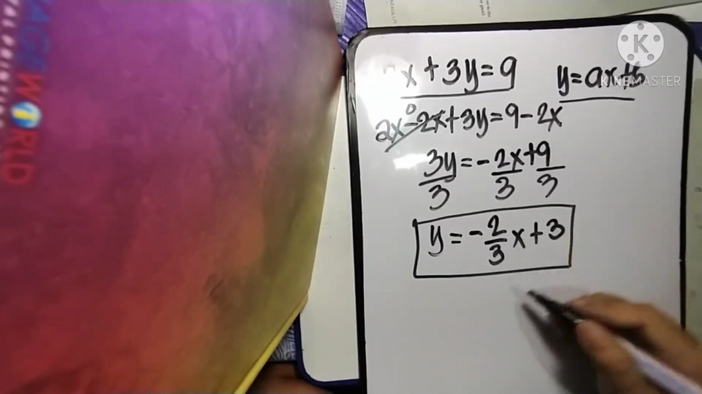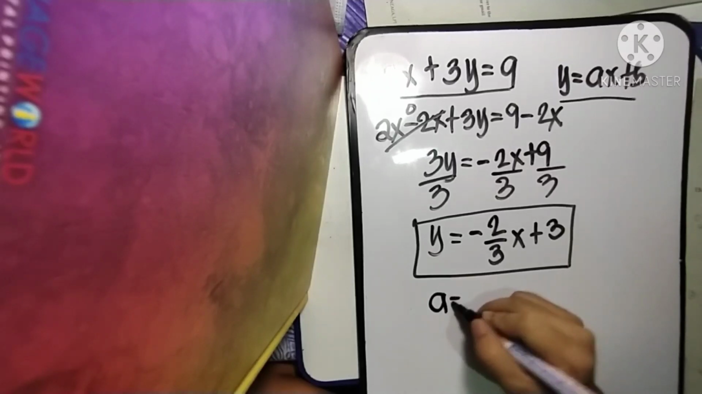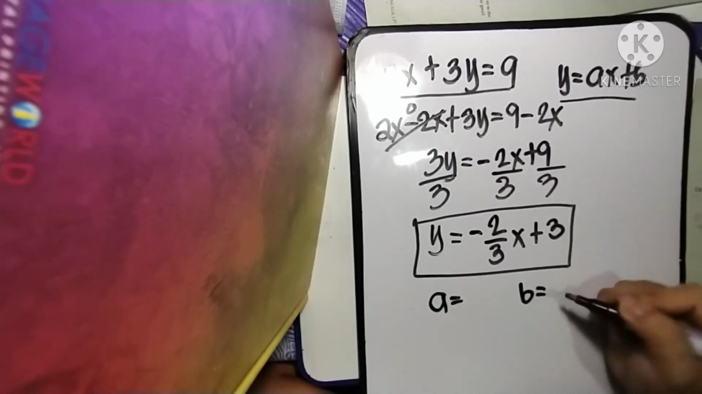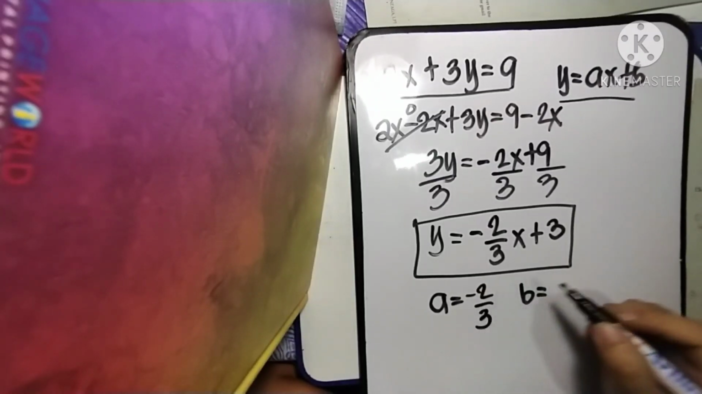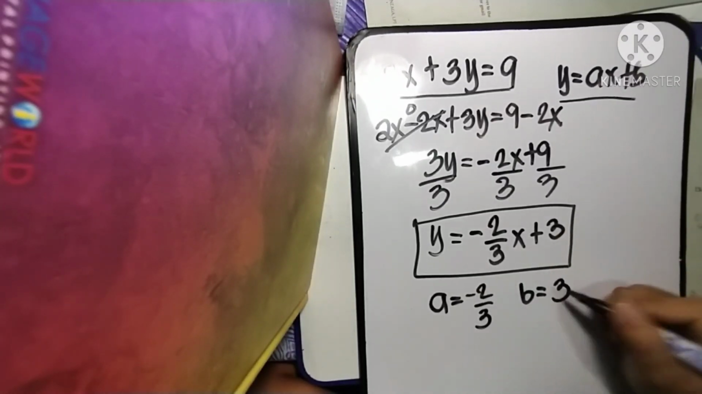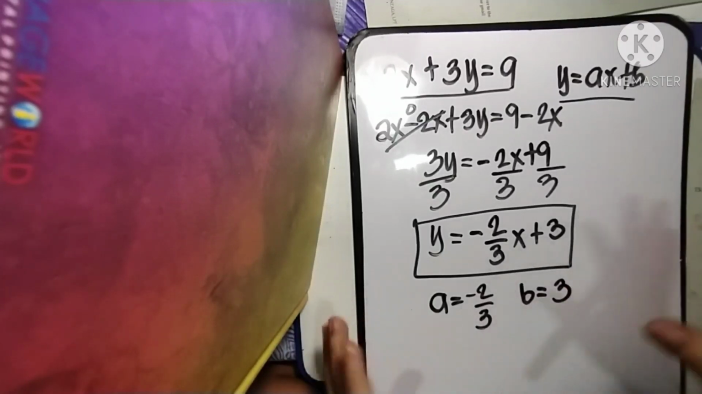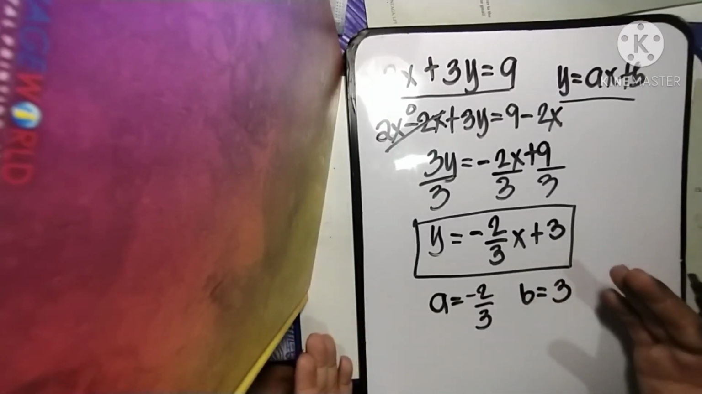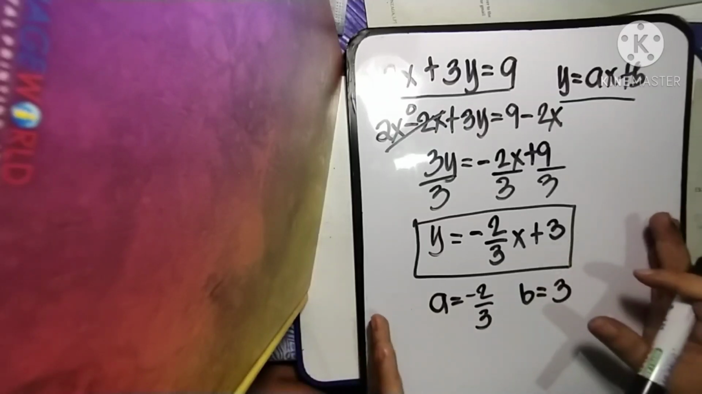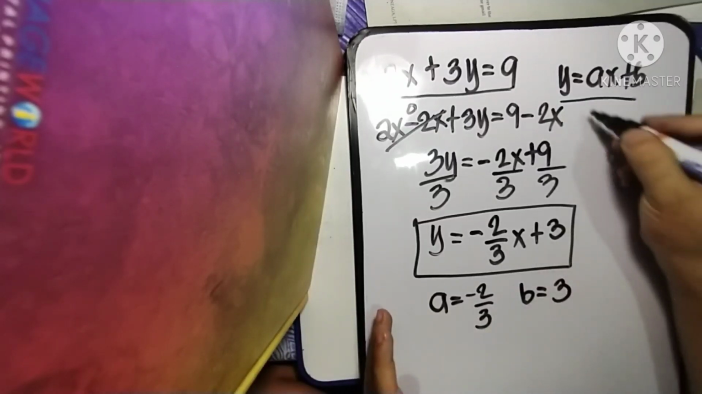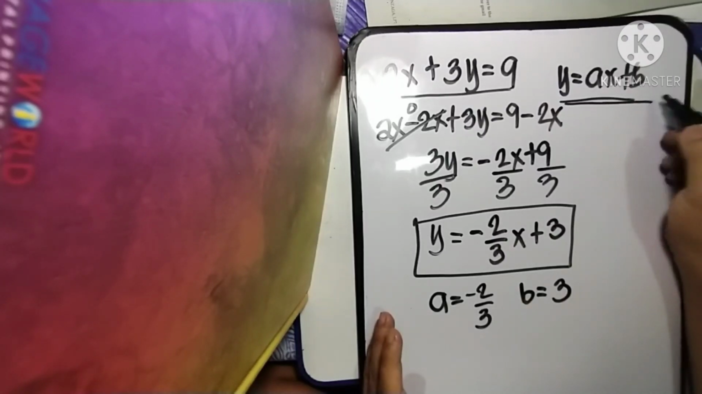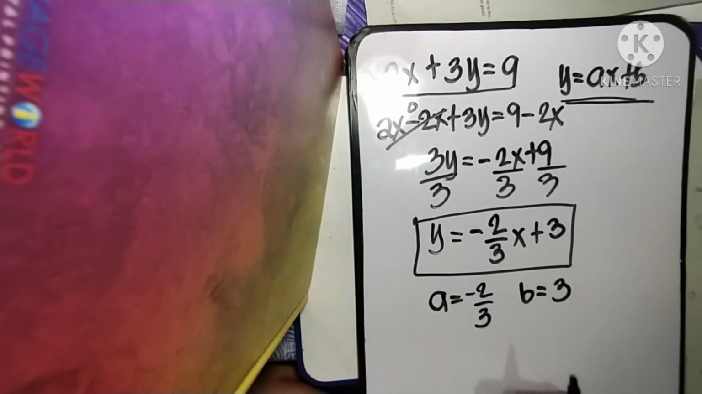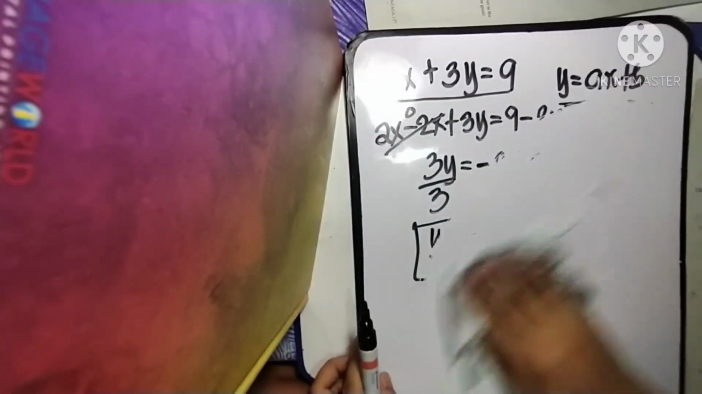Okay? So, let us identify the value of a and the value of b. Now, our a is negative 2 over 3, and our b is positive 3. So, this is how to rewrite the standard form of the equation to slope-intercept form, given by y is equal to ax plus b. Okay? So, let us try the last example for this video.